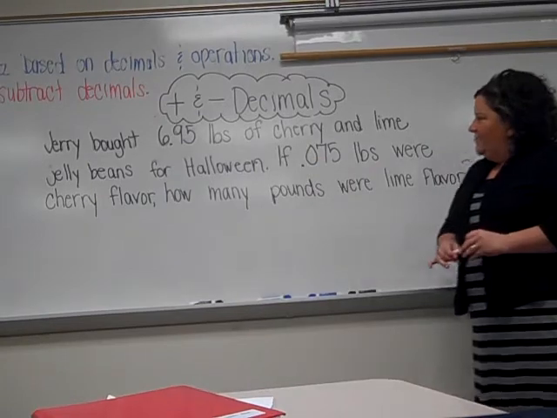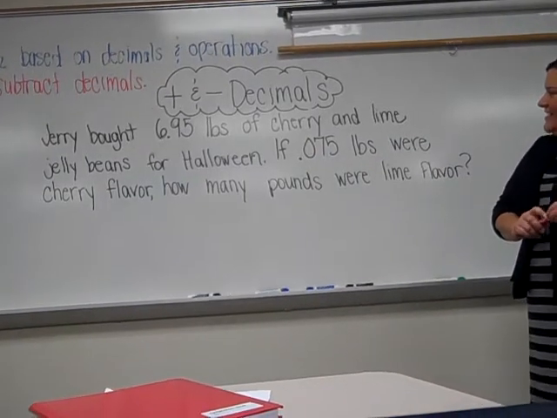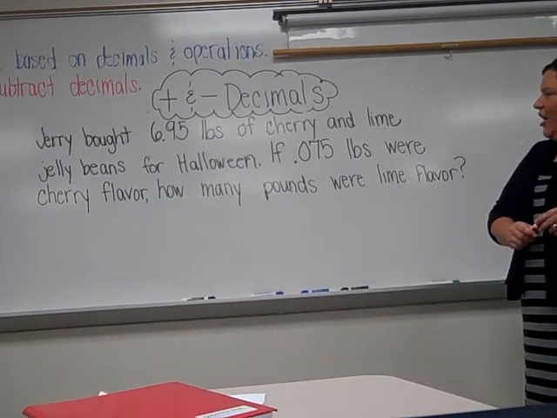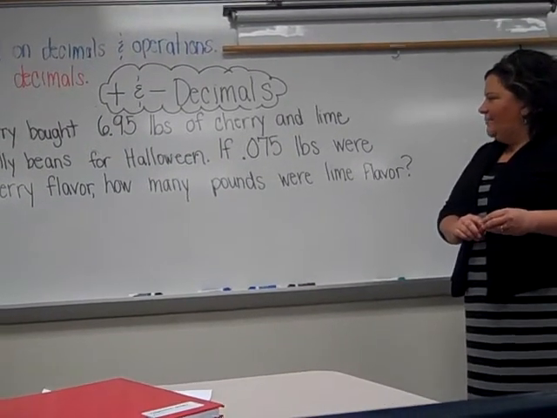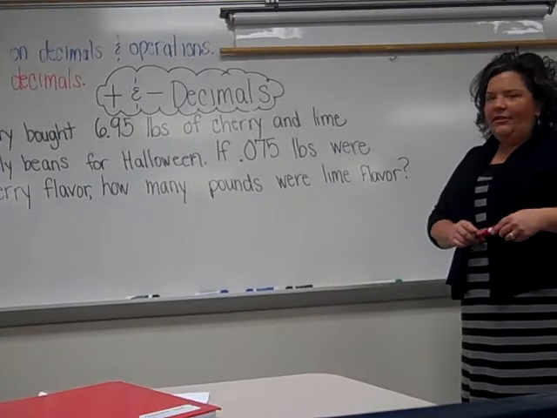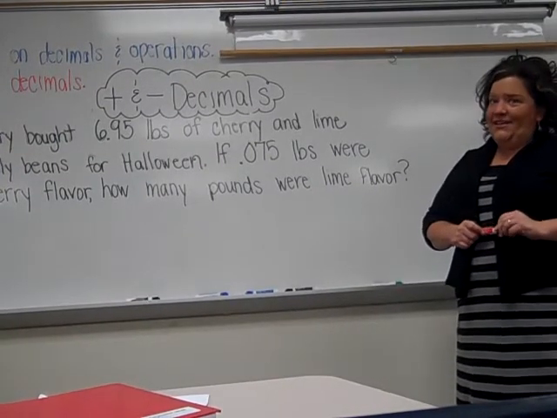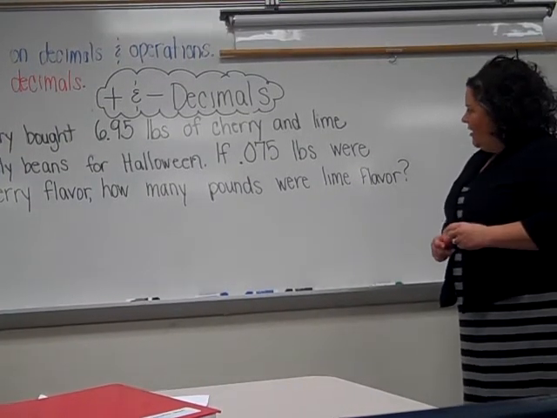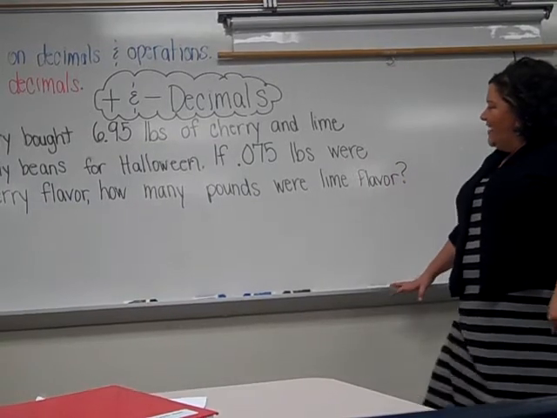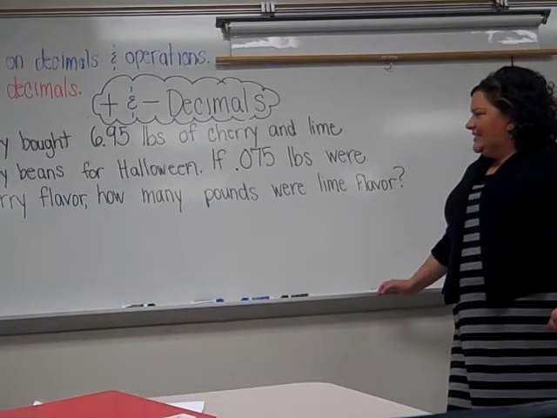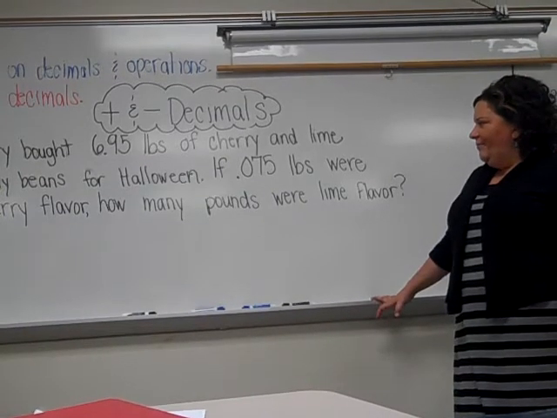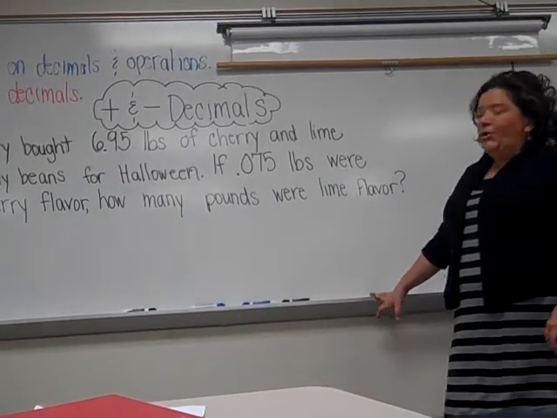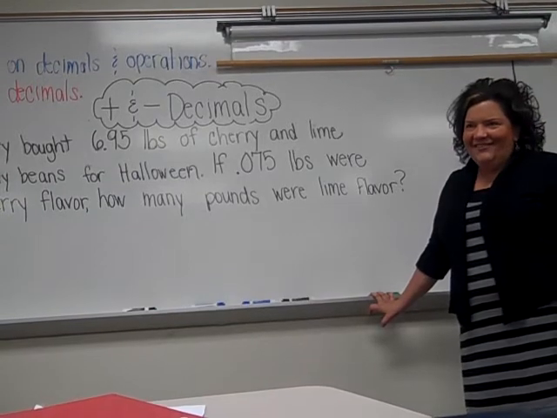The word problem is: Jerry bought 6 and 95 hundredths pounds of cherry and lime jelly beans for Halloween. Whoa, I'm going to go to his house. If 75 thousandths pounds were cherry flavor, how many pounds were lime flavor?